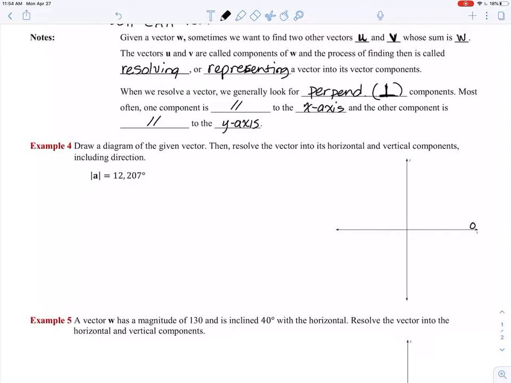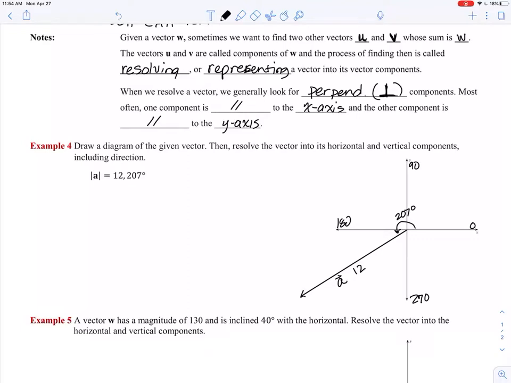Okay, so if this is 0, and this is 90, and this is 180, and this is 270. So let's see, 207. So let's subtract 207 minus 180, and let's see how far past. That's 27 degrees, right? So that'd be 27 degrees past 180 degrees. So it would be like this. Okay. So this is going to represent 207 degrees. And then this is vector A, and it is 12 units long.